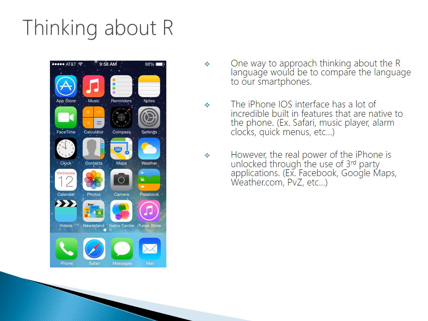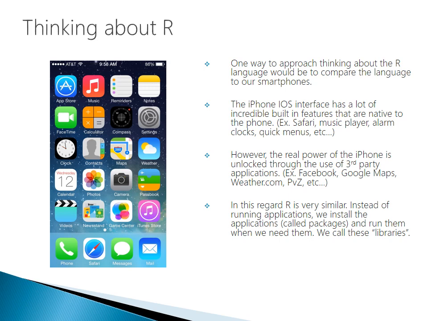However, the real power of the iPhone is unlocked through the use of third-party applications. Using a Facebook app, a Twitter app, our Google Maps, for instance, weather.com, Plants vs. Zombies, etc., etc. In this regard, R is very similar. Instead of running applications, we install the applications and call them packages, and then we run them when we need them. And when we're running them in the R language, we call these libraries.